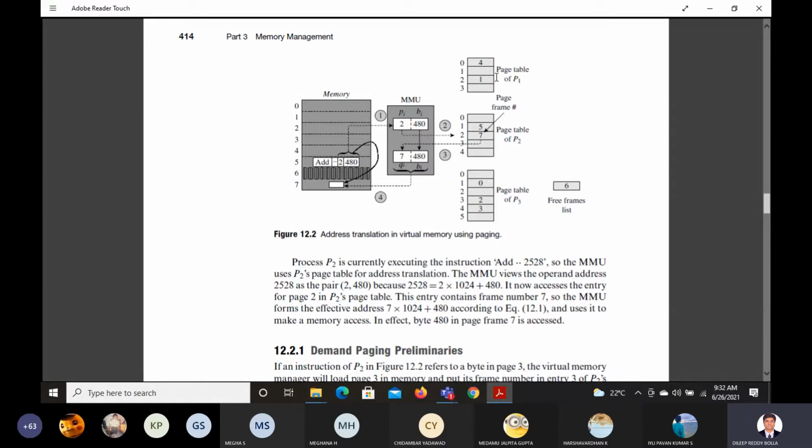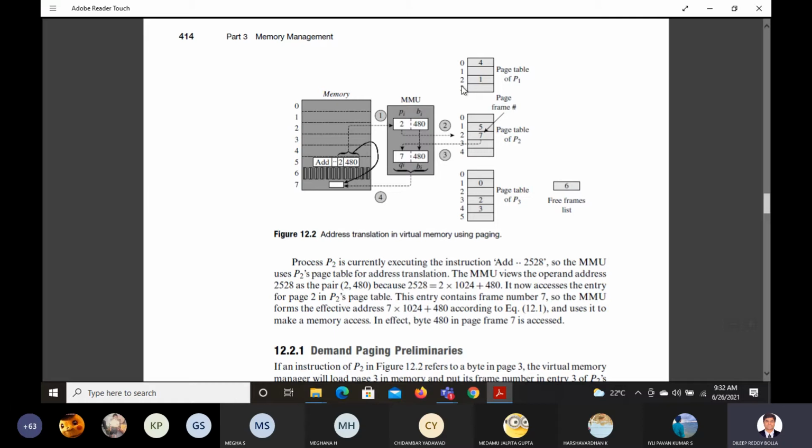Now we are trying to load something from RAM and put it in ROM. But how can I do it? How the system does it is what they explain here. Let us say the ROM is made into segments. This is one segment, this is another segment, and from segments they are made into pages.